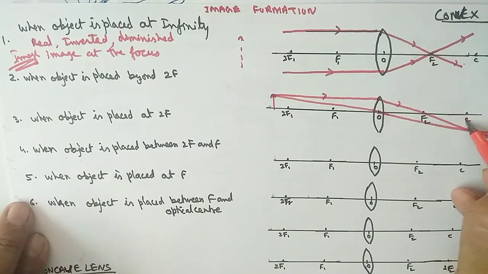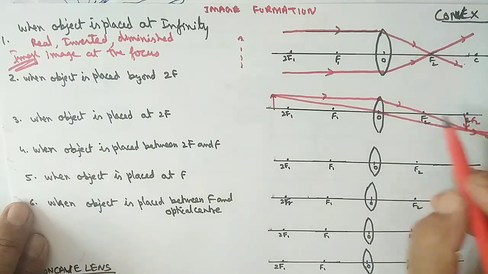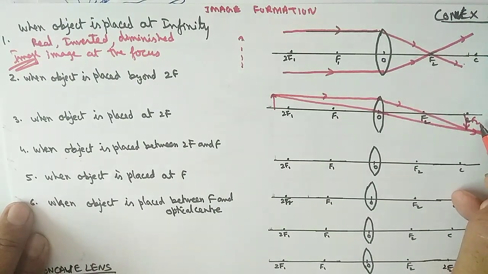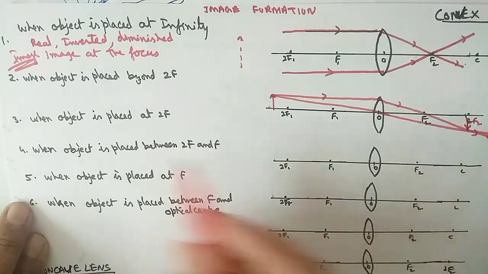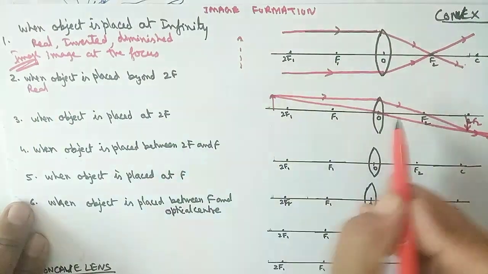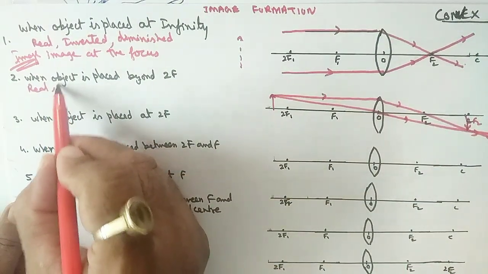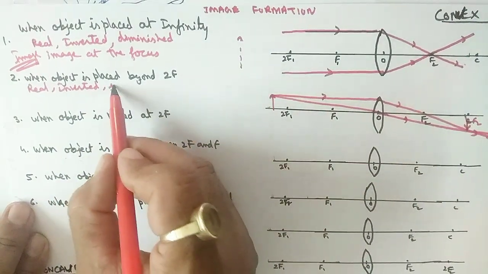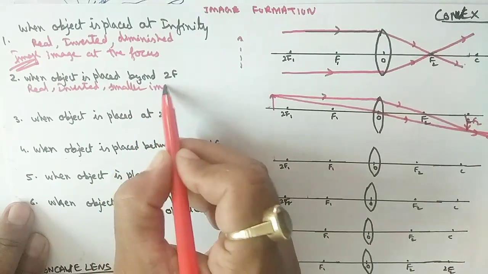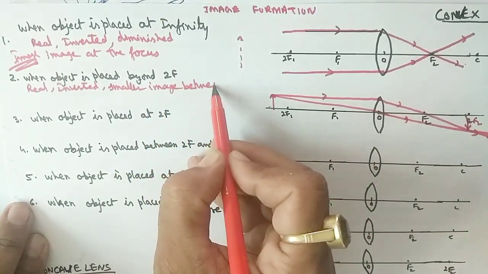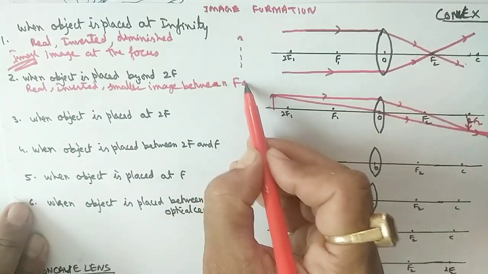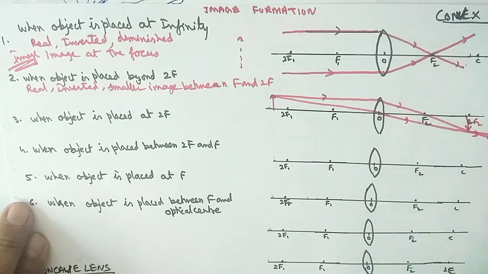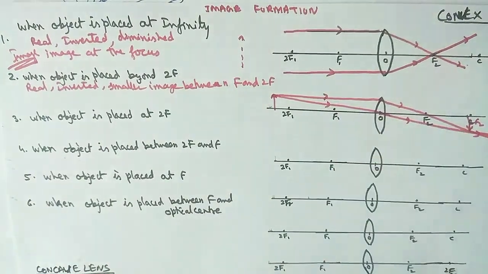Here it is F1, F2, and 2F2. If you make this diagram carefully, you will find the image will be formed between F2 and 2F2, that is between f and 2f. Again it is a real image. So real, inverted, and it is smaller also. A diminished, smaller image will form between f and 2f. In this case make the arrow also. Is it clear, dear students?